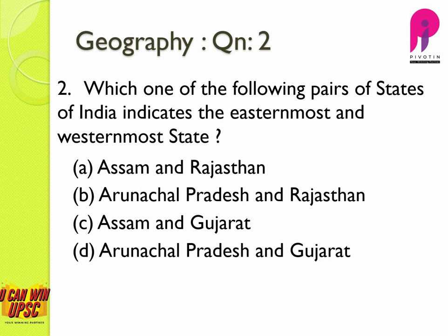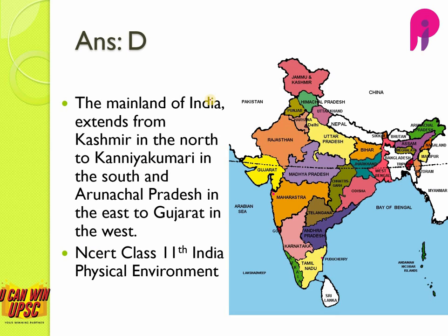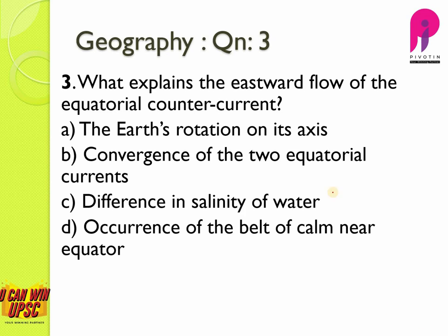Question number 2. Which one of the following pairs of states of India indicates the easternmost and westernmost state? One laddu question, and if you are well aware of the India map, this is very easy for you. The answer is D, Arunachal Pradesh and Gujarat. We can see Gujarat and Arunachal Pradesh, and in the north Jammu and Kashmir, and in the south Kanyakumari in Tamil Nadu.